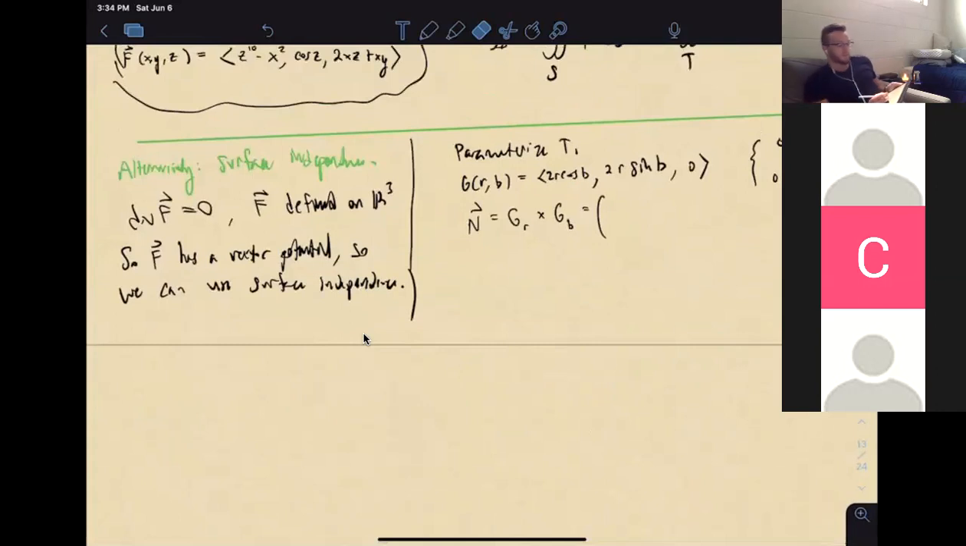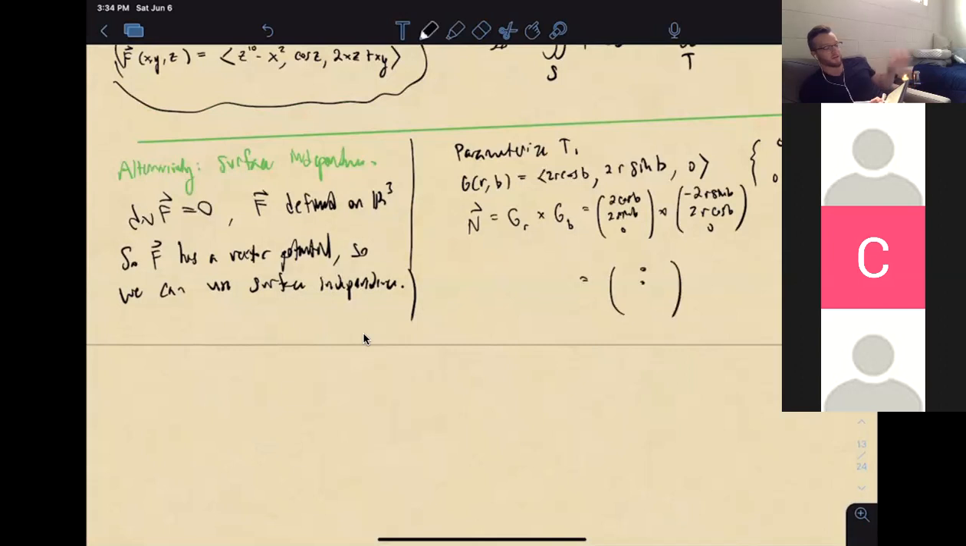Let's see, so the R derivative is going to be 2 cosine B, 2 sine B, 0. The B derivative is going to be negative 2R sine of B and 2R cosine of B, and 0. And if we cross these, we'll get 0, 0, and then 4R, I think.